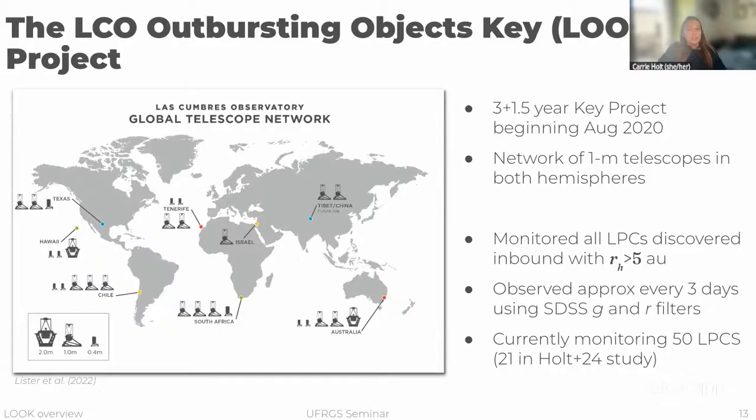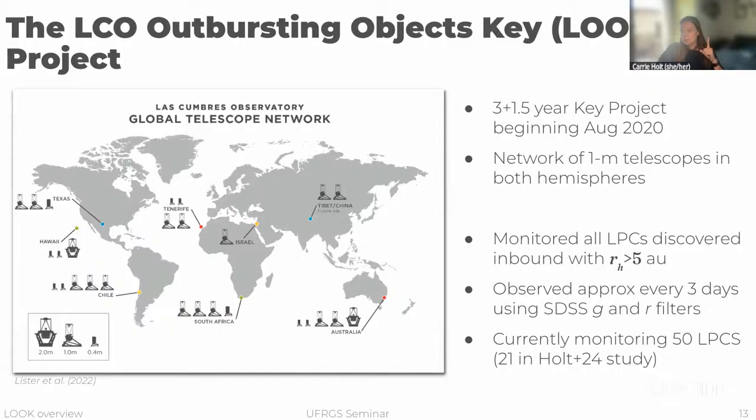We use the G and R filters. This was a specific choice because the G filter contains C2 and C3 gas emission, which is a common byproduct from comets. So the G contains this gas emission, and the R band is mostly dust. So we can use G minus R color to give us an idea of the dust to gas ratio as the comets travel inbound as well.